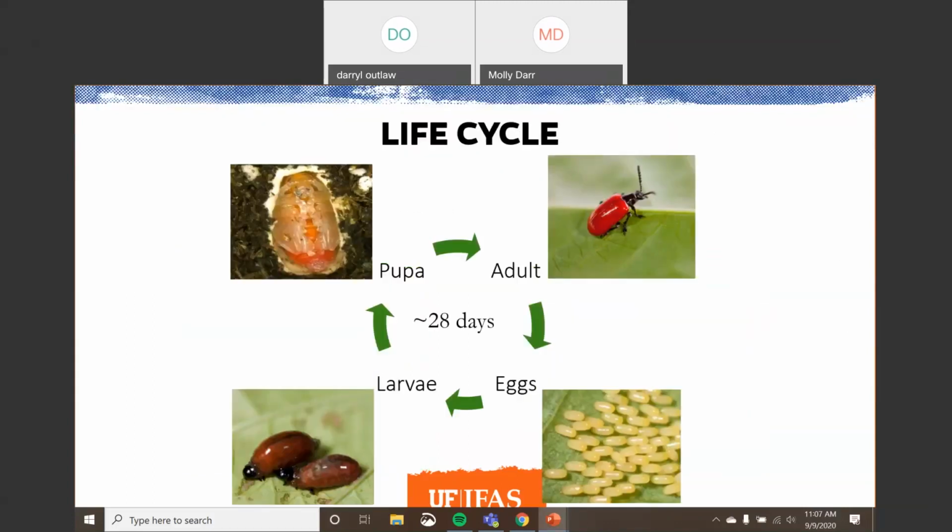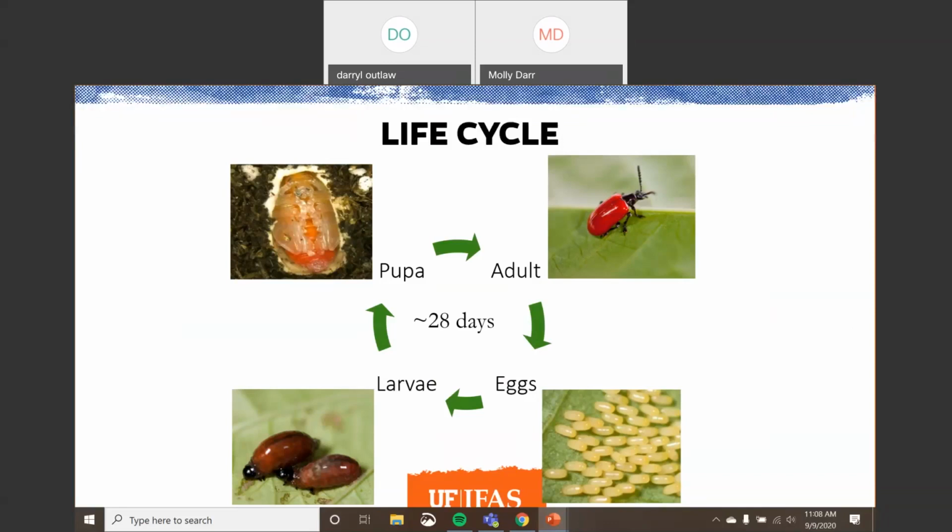Okay, so the life cycle of this beetle takes about 28 days. So we have our attractive red beetle up there in the upper right-hand corner. So the ladies lay eggs on the underside of the air potato leaves. So these pale yellow eggs, as you see down in the lower right-hand corner. Once these eggs hatch, we have our larvae down in the lower left-hand corner. Now, the larvae aren't as charismatic as the adult beetles are. They look like little sacks of slime to most people, but these guys are voracious feeders.